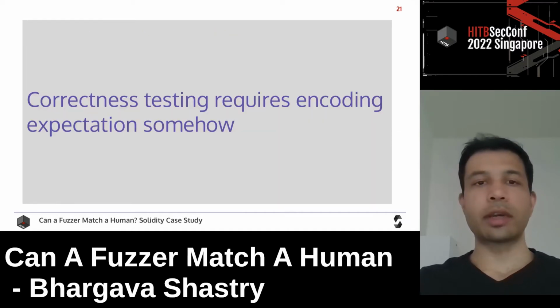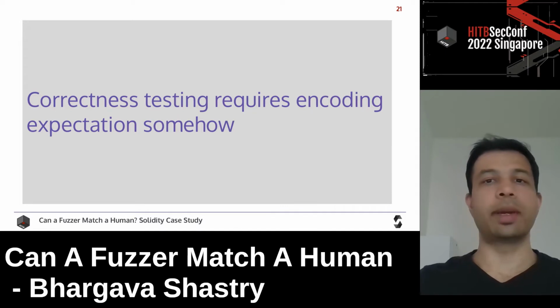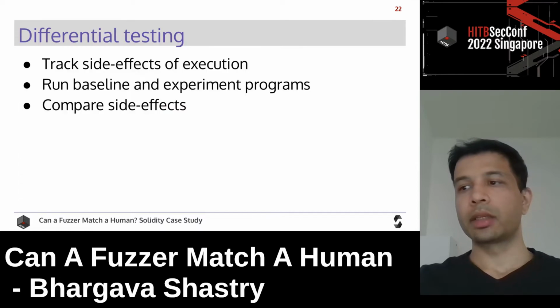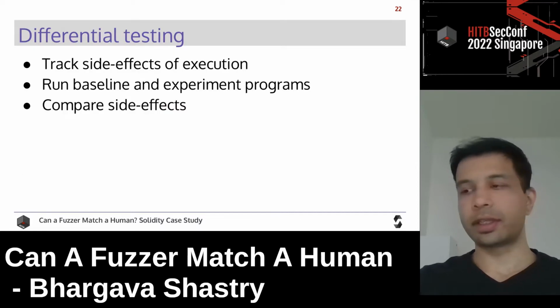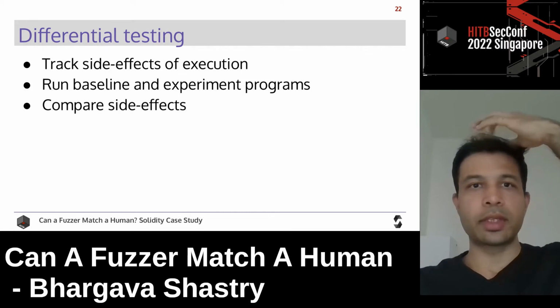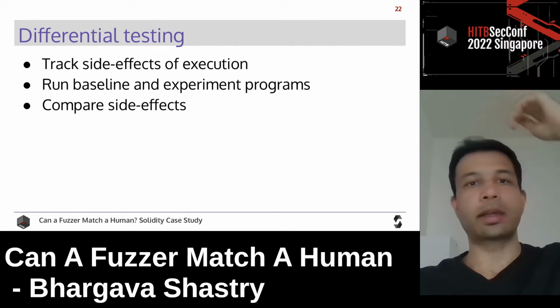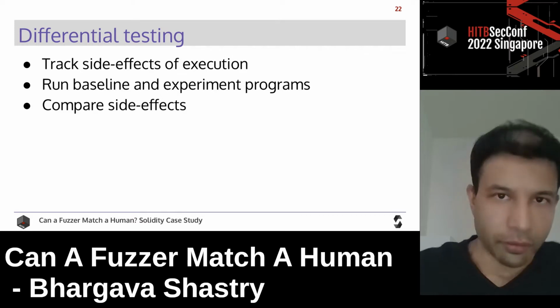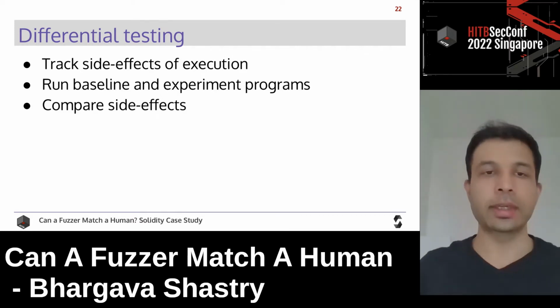The next question is, how do we know if there is a miscompilation or an incorrect code generation bug? To do this, we simply employ differential fuzz testing, as I hinted in the previous step. This mainly involves 3 steps. Step 1 would be to track side effects of execution. We have some infrastructure to do this.